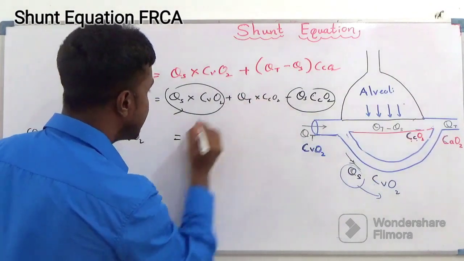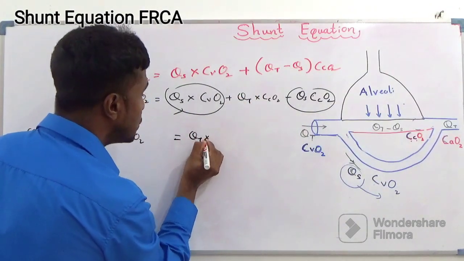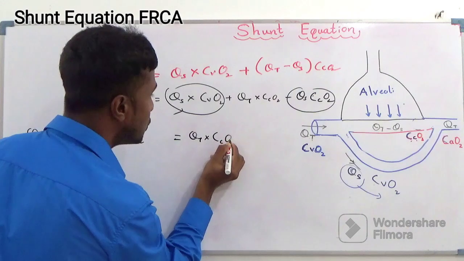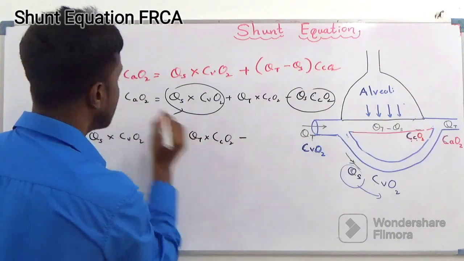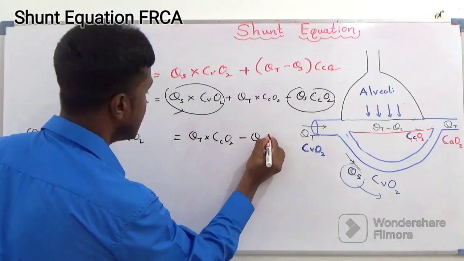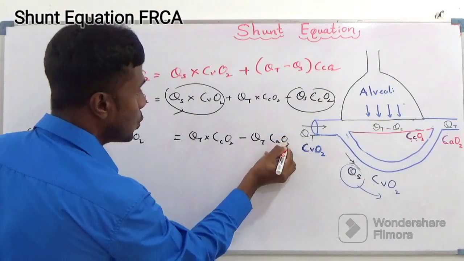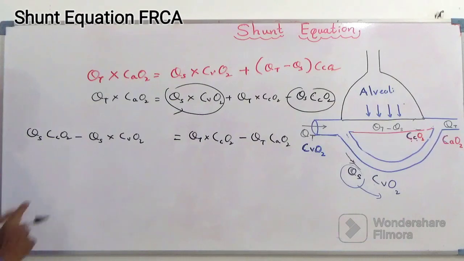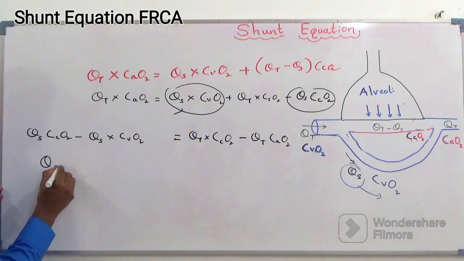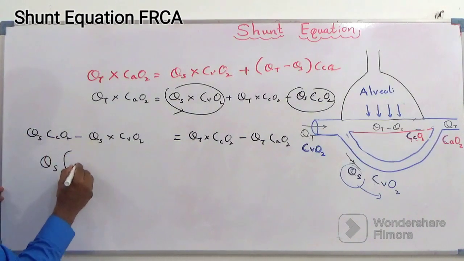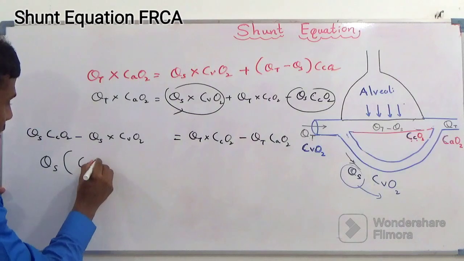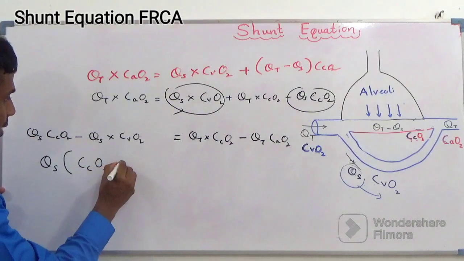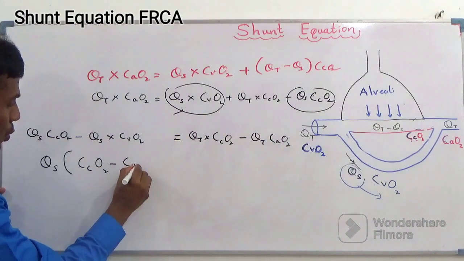Then I take this one to this side, so it already contains QT into CCO2 minus QT into CaO2. Now from here I take QS outside, since both parts contain QS. Within the bracket what will remain is CCO2 minus CvO2.